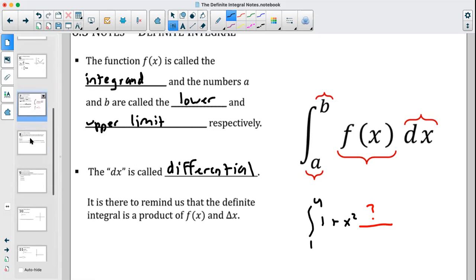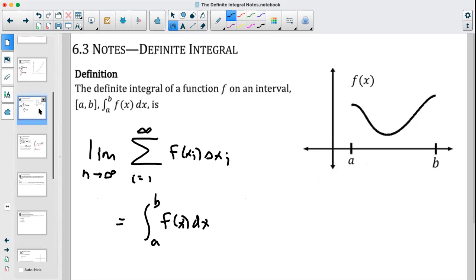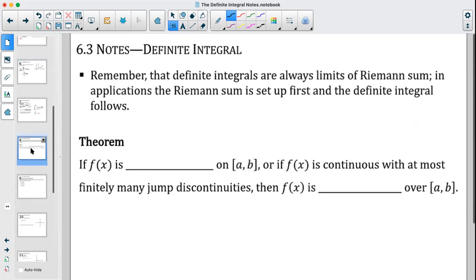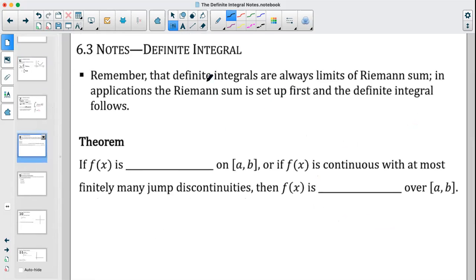Today, we're mostly going to talk about geometry as far as this is concerned, because remember that this integral represents the area between the curve and the x-axis. And so we're going to use geometry to do this. So this is just a note. Definite integrals are always the limits of Riemann sums. And if someone did this in real life, you'd set up the Riemann sum and take the limit afterwards.